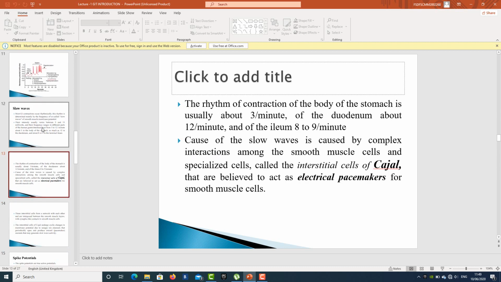The rhythm of contraction of the body of the stomach is usually about 3 per minute, of the duodenum about 12 per minute, and of the ileum about 8 to 9 per minute. The slow waves are caused by complex interactions among the smooth muscle cells and specialized cells called interstitial cells of Cajal, and they are believed to act as electrical pacemakers for smooth muscle cells.